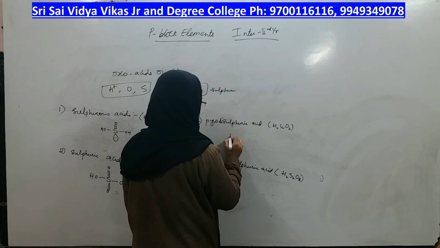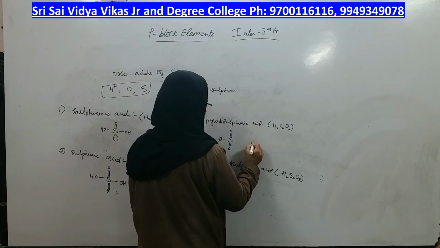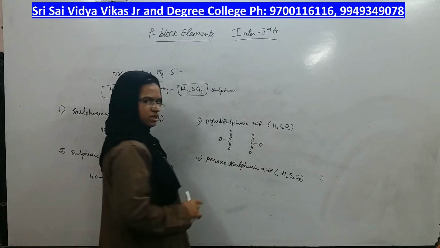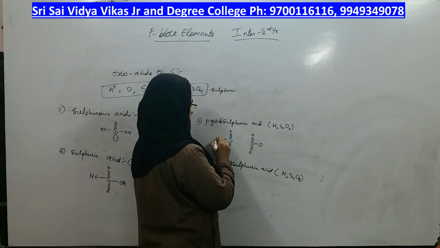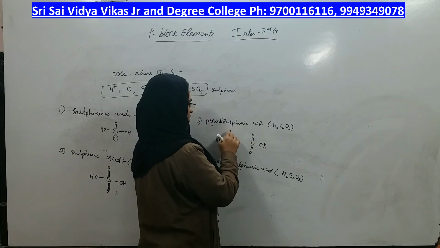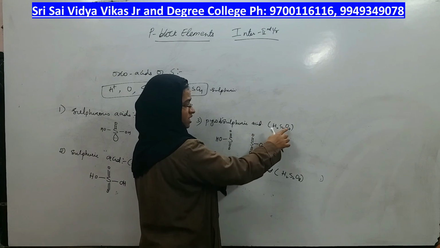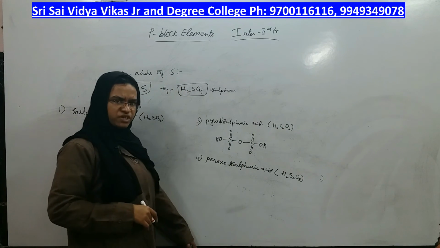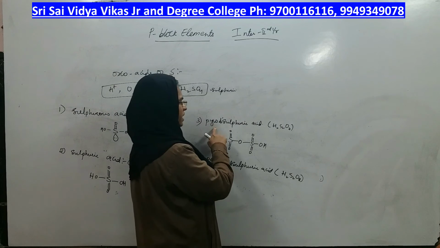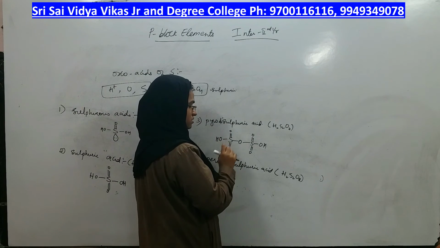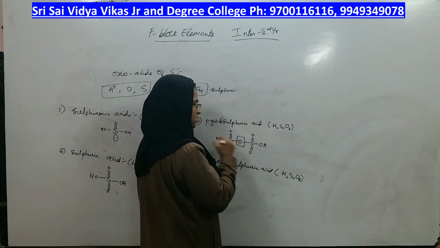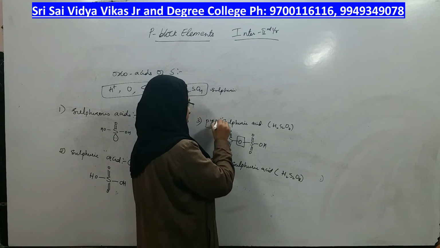Here also what do you do? 1 oxygen, 2 oxygen, 3 oxygen, 1 oxygen, 2 oxygen, 3 oxygen. Right? How many hydrogens? 1, 2. But here how many oxygens they are asking? 7. 1 comes in between. Right? So this is the structure of pyrodisulfuric acid. Pyro means in the center you get only 1 oxygen. That is called as pyro.